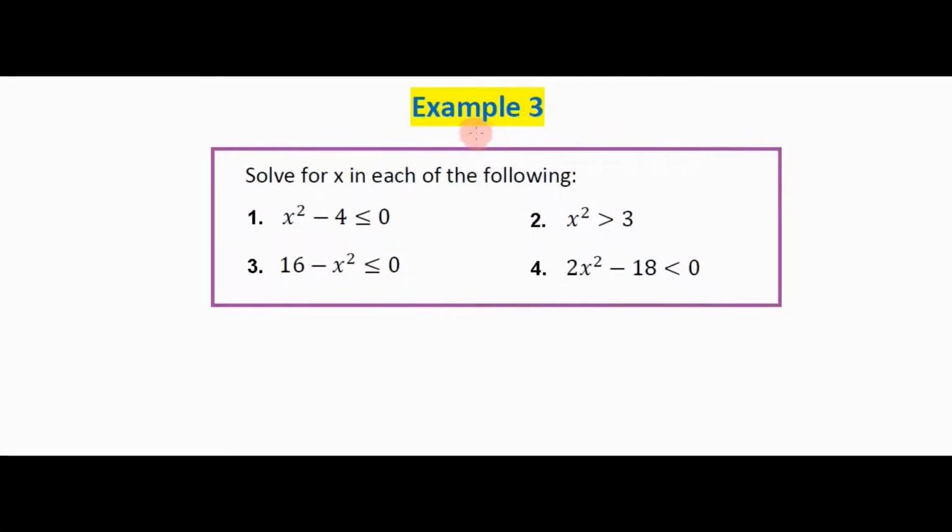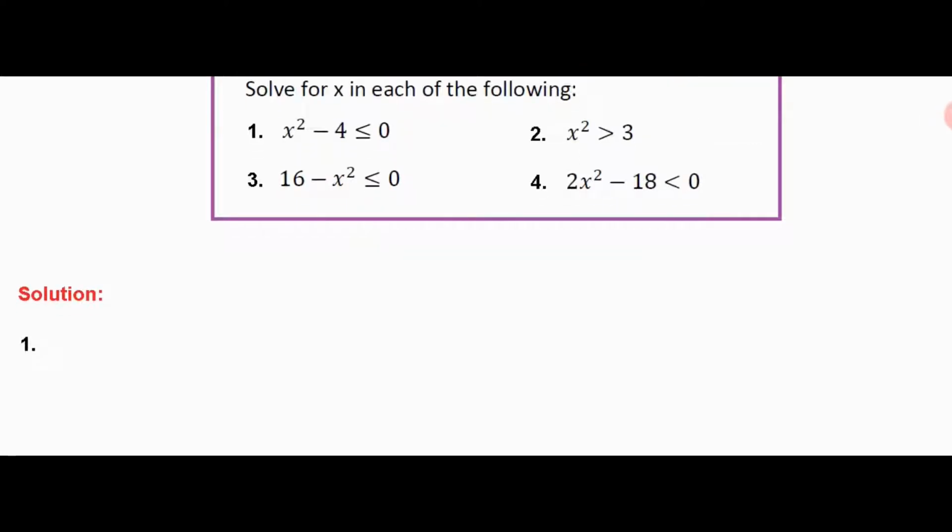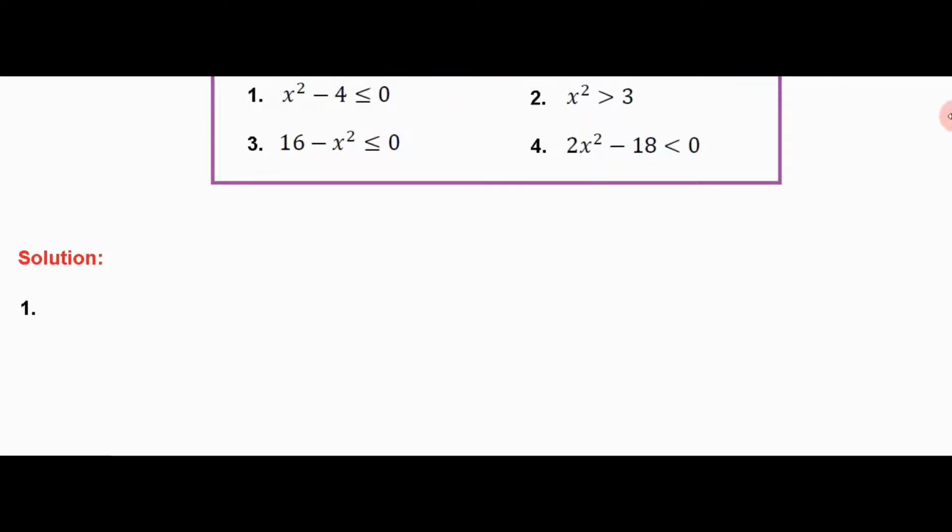In this example, we want to look at quadratic inequalities that involve a difference of squares. So it says solve for x in each of the following, and we are given these 4 quadratic inequalities. So let's look at the first one. So here we have x squared minus 4 is less than or equal to 0.